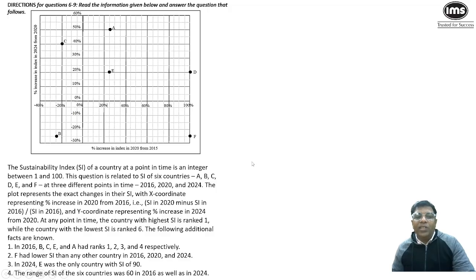The plot represents the exact change in their SI, with X coordinate representing percentage increase in 2020 from 2016. So if you look at X coordinate for any country, that will represent the percentage change from 16 to 20. This percentage change is represented by X coordinate. And similarly from 20 to 24 is represented by Y coordinate. At any point in time, the country with highest SI is ranked 1, while the country with the lowest SI is ranked 6. The following additional facts are known.